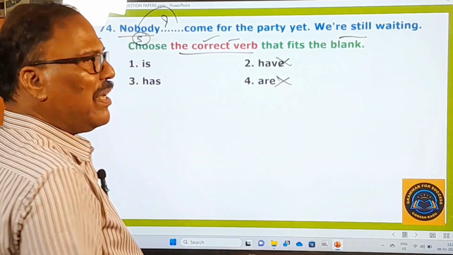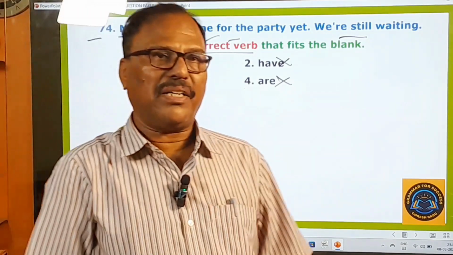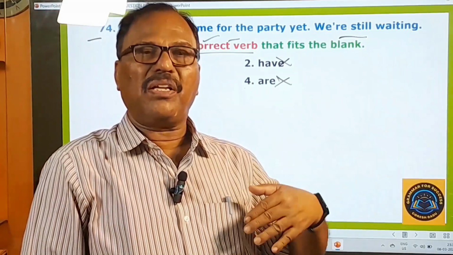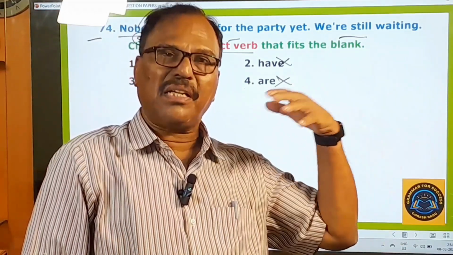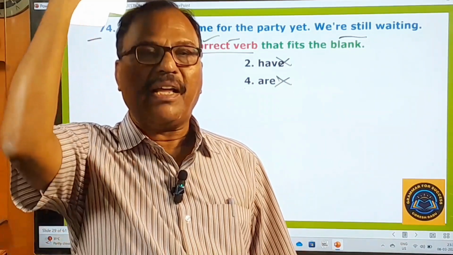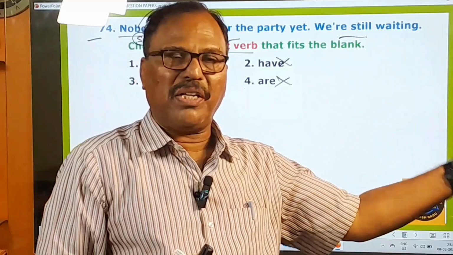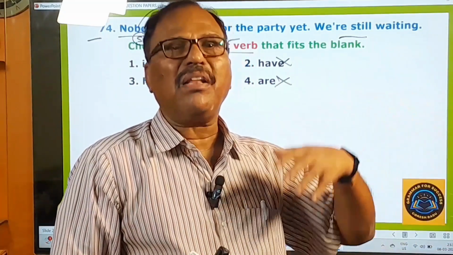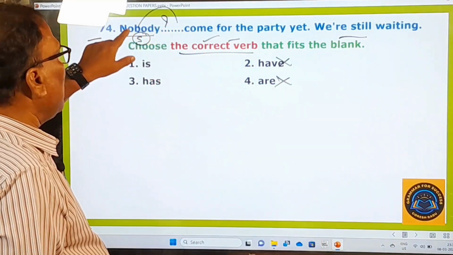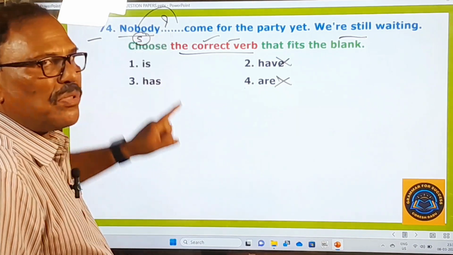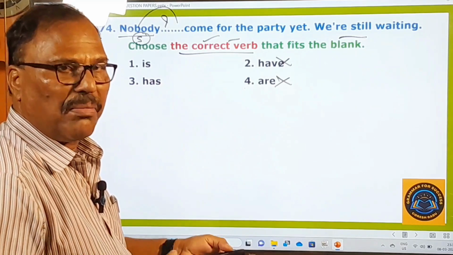So you know very well, in the English language there is a standing rule. Beside a singular subject there must be used only a singular verb or singular helping verb. Beside a plural noun or subject we must use only a plural verb or plural helping verb. So here this is a singular subject, a singular word. Beside this singular word, we must use only the singular helping verb or the main verb.